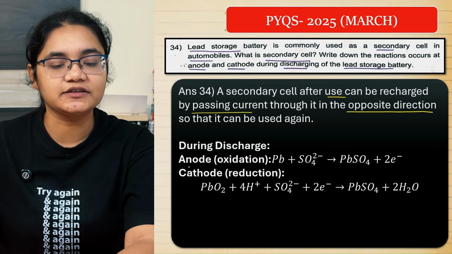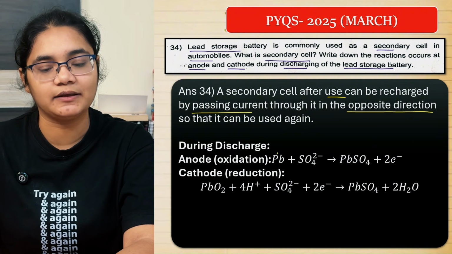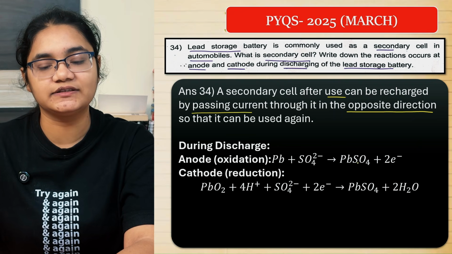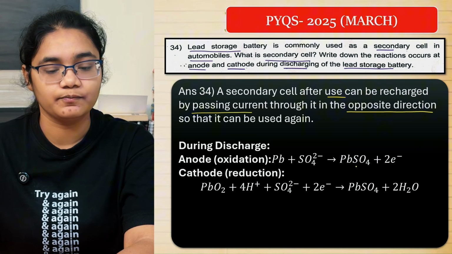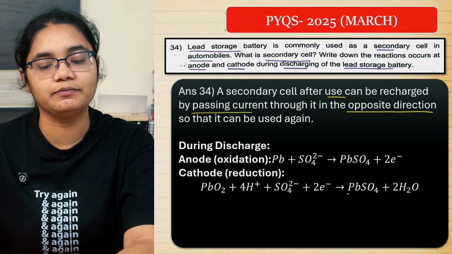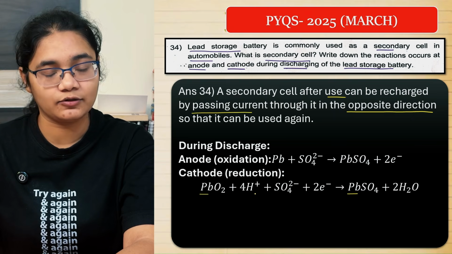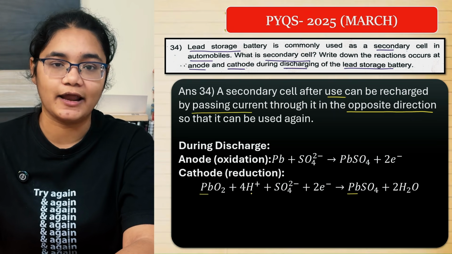Next is, during discharge, the anode reaction, oxidation. So lead gets oxidized here. You can see Pb in the zero oxidation state gets converted to Pb2+. And at the cathode, Pb in the +4 state gets reduced to the Pb2+ state. So there is a reduction of PbO2 at the cathode and oxidation of Pb at the anode.